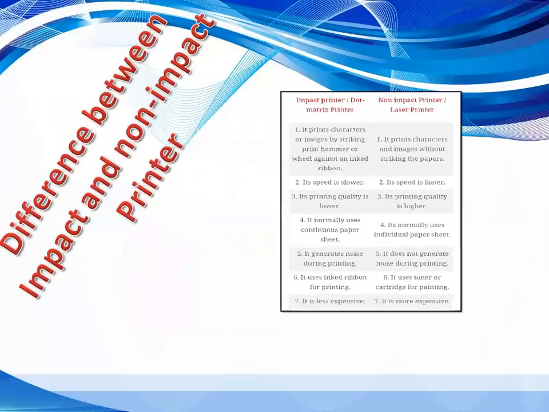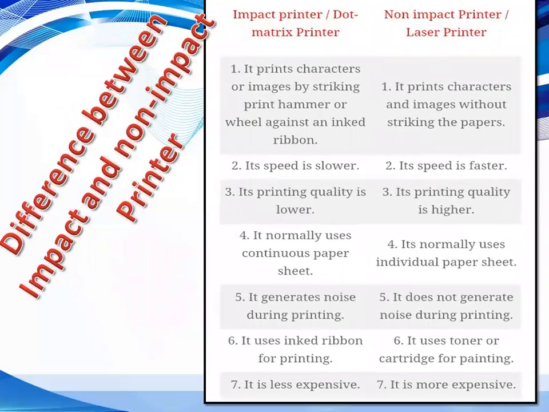The difference between impact and non-impact printers. An impact printer prints characters or images by striking a print hammer or wheel against an ink ribbon, and a non-impact printer prints characters and images without striking the paper. The impact printer's speed is slow, but on the other hand, the non-impact printer's speed is fast. The impact printer's printing quality is low, and the non-impact printer's printing quality is higher than the impact printer's.